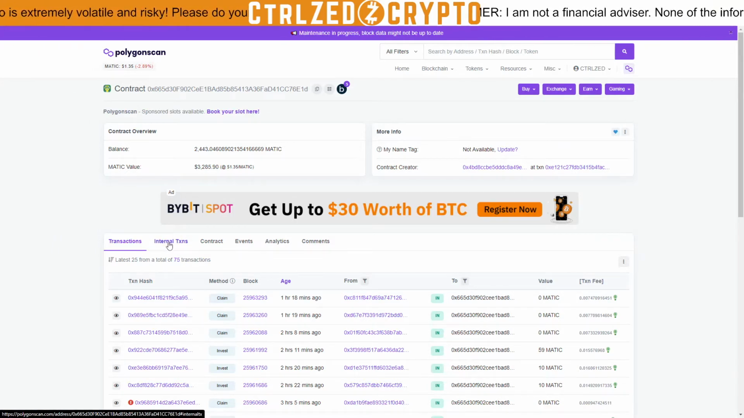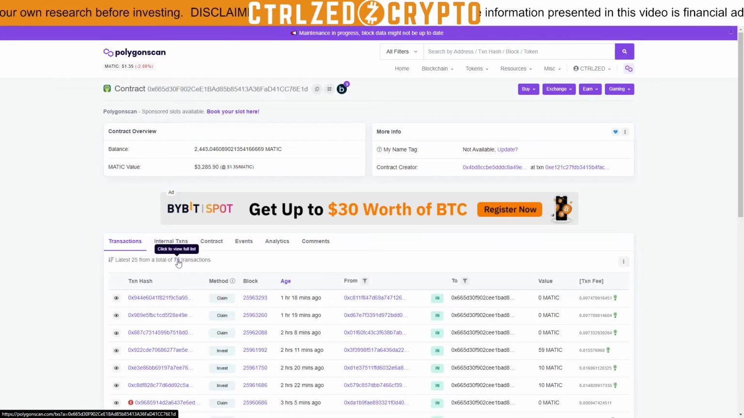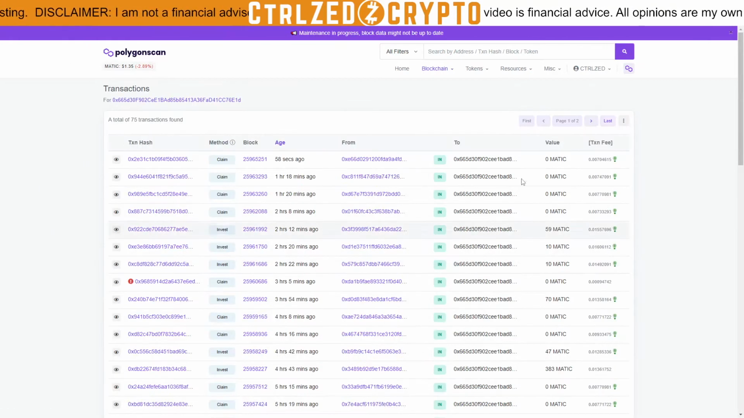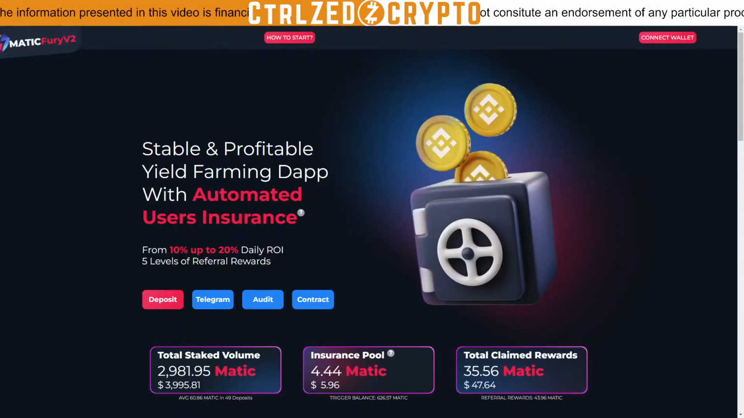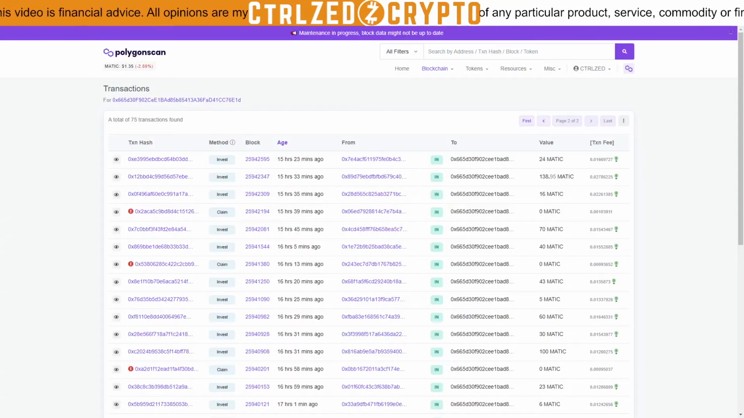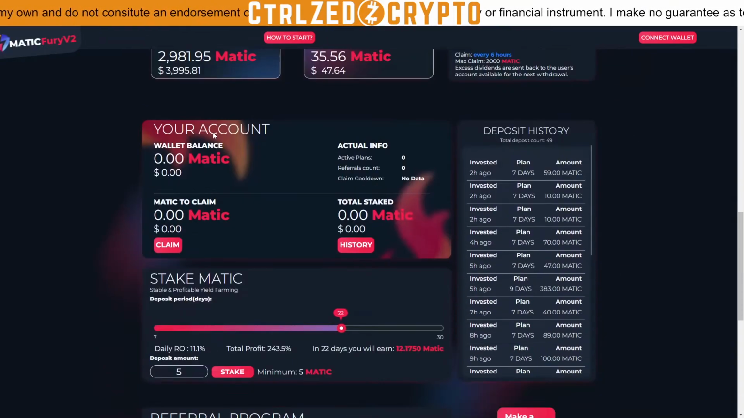So this is a weird one. I don't know if I'd personally invest in this. If I take a look at transactions, there are 75 transactions on this so far, and how old is it? 15 hours old. 15 hours, 75 transactions, and a really low balance, 3,000 Matic. So look, this honestly doesn't look like it's going anywhere at this stage. This is definitely one to invest at your own risk.